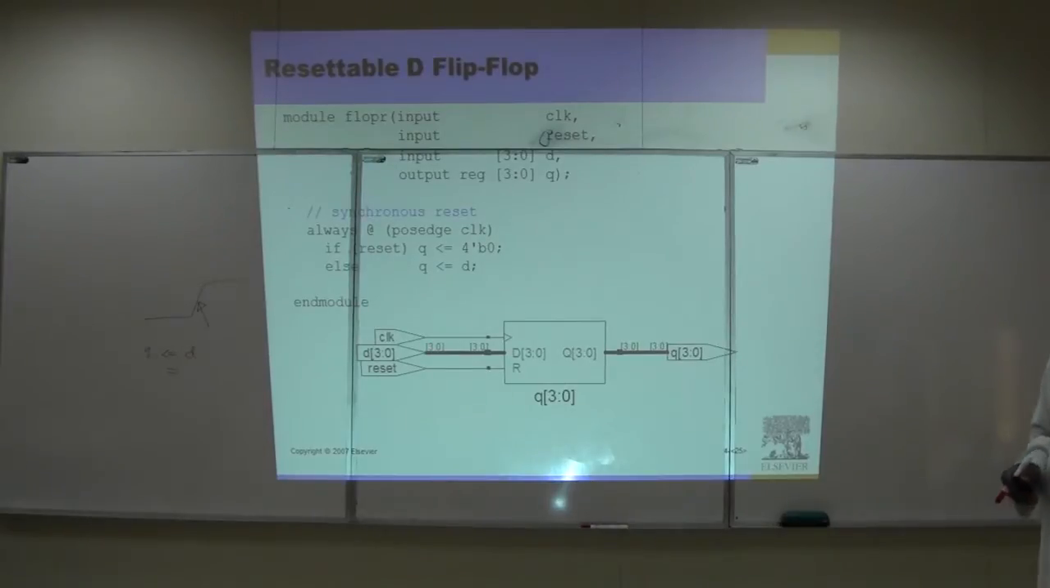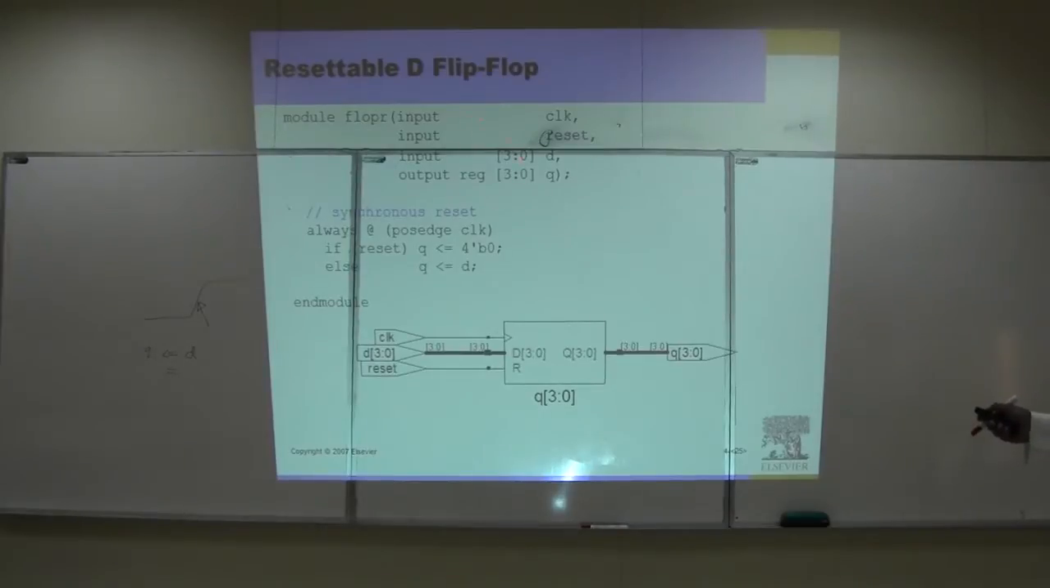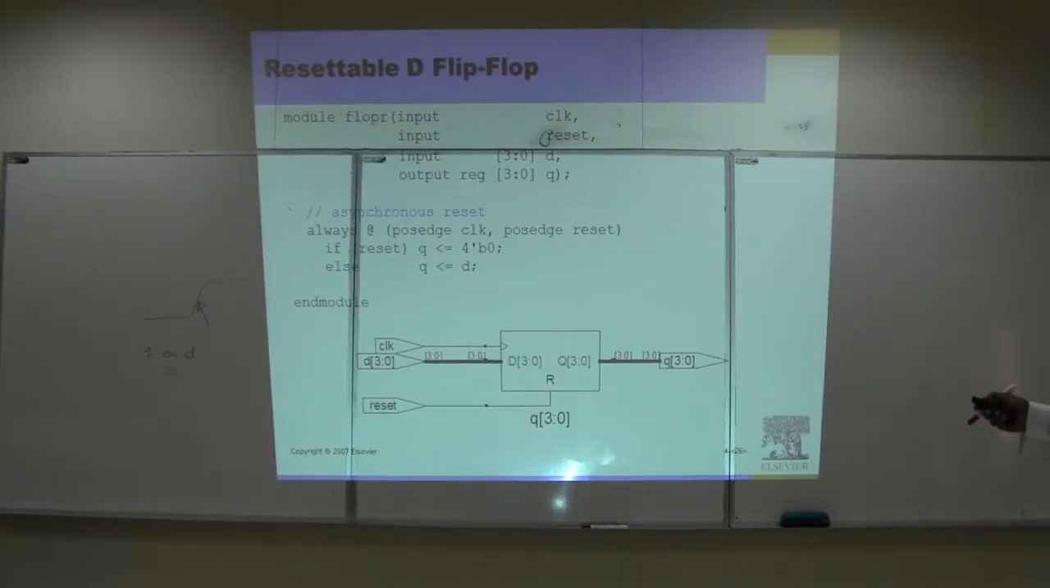So else you will get the value of D. You understand? But in asynchronous, see, this part is the same. For synchronous and asynchronous, this part is the same. Just a little change here. See, a little change here. Here you can see we have two conditions: the edge of clock and the edge of reset.